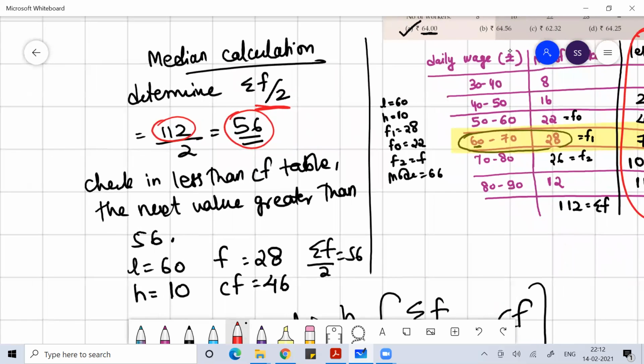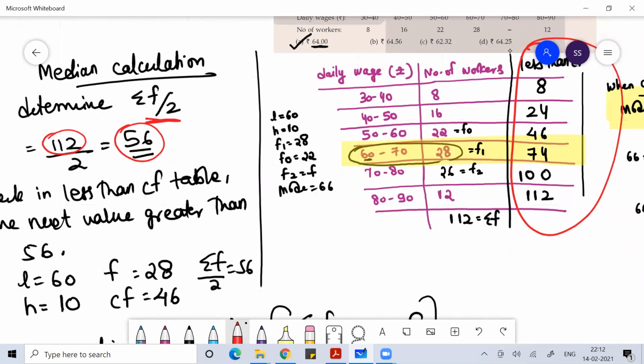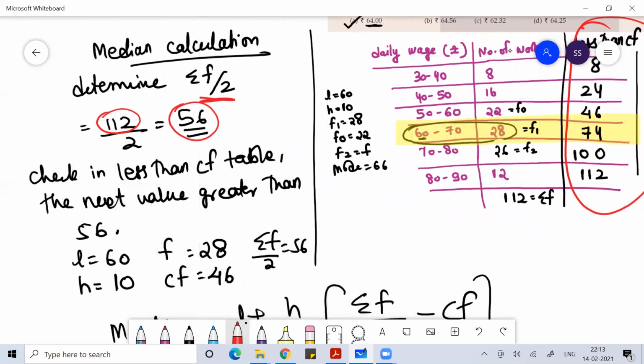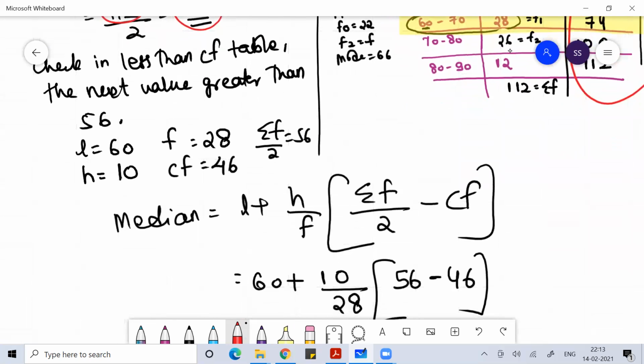Then we need to see in the less than cumulative frequency table the next value which is bigger than 56, and here you can see the value is 74. So you have to select that range. The lower limit of that is called L. Height is the difference between upper and lower limit. Frequency is 28 here, and the cumulative frequency before this is your CF. So you need to put everything in the formula.